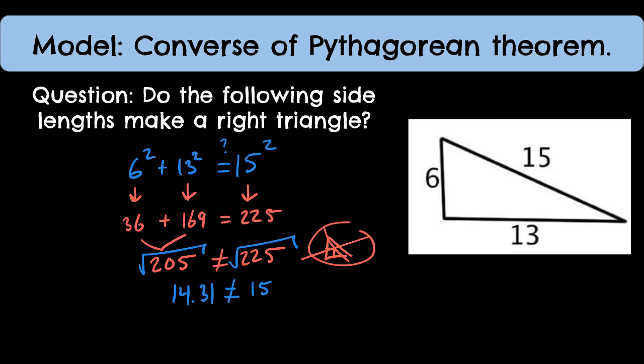So again, I think about what if we did have a perfect right triangle? We would have side lengths 6, 13, and 14.31. However, we don't. We have a side length of 15, which means this side length of 14.31 was extended. What does that do to the angle here? Well, it makes it larger, giving us an obtuse angle.